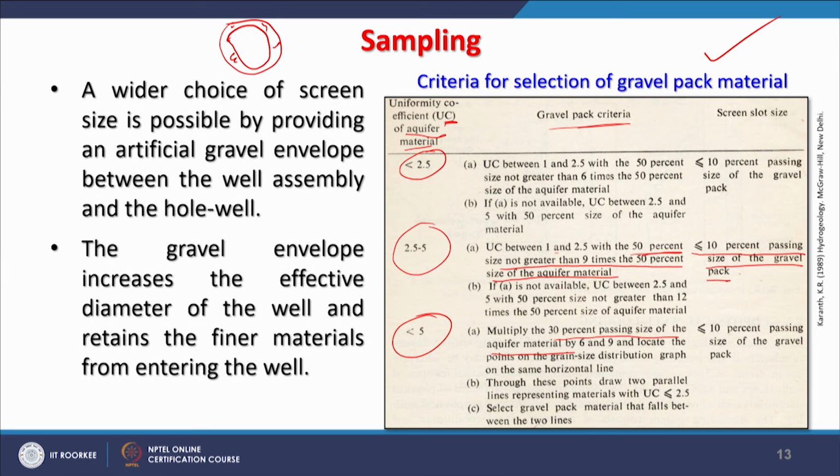It will reduce, of course, the diameter of the well, but it will be long lasting, the well would be long lasting, the performance of that well is going to be high. It will retain the finer materials from entering the well.